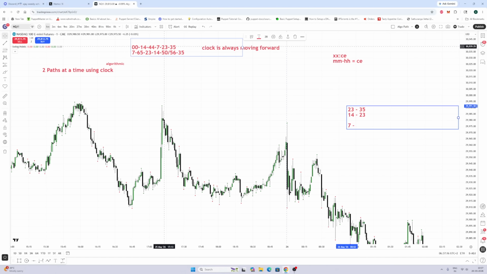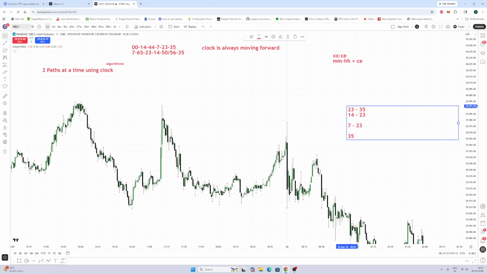7 will go to 23 first, because that is what you get from the clock. And this is how the algo is coded. So it's going to stop there.